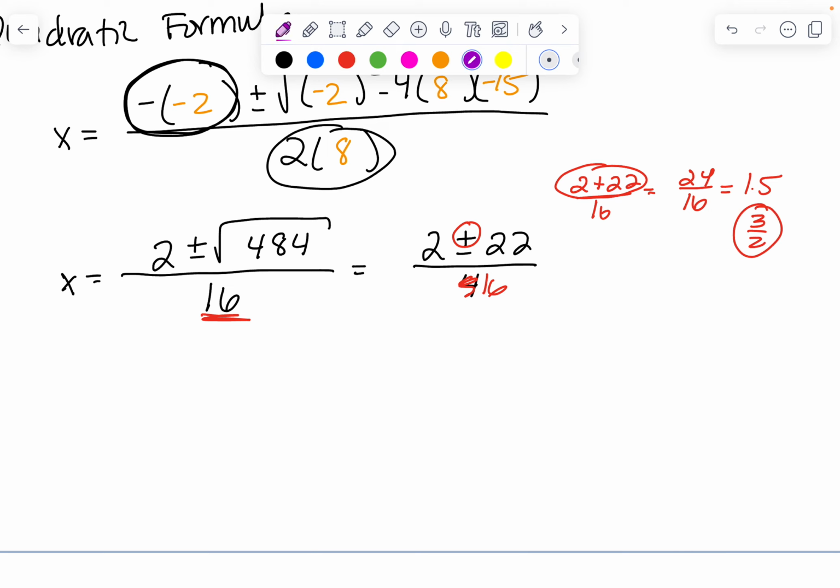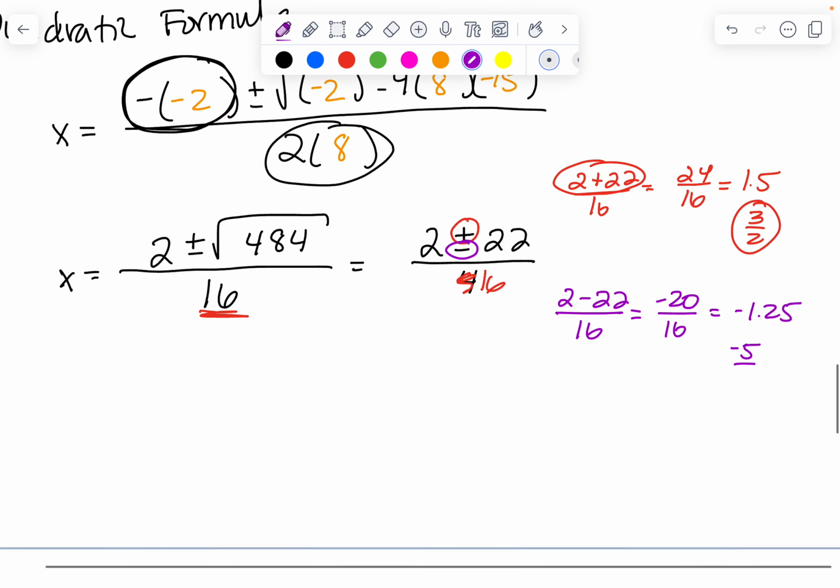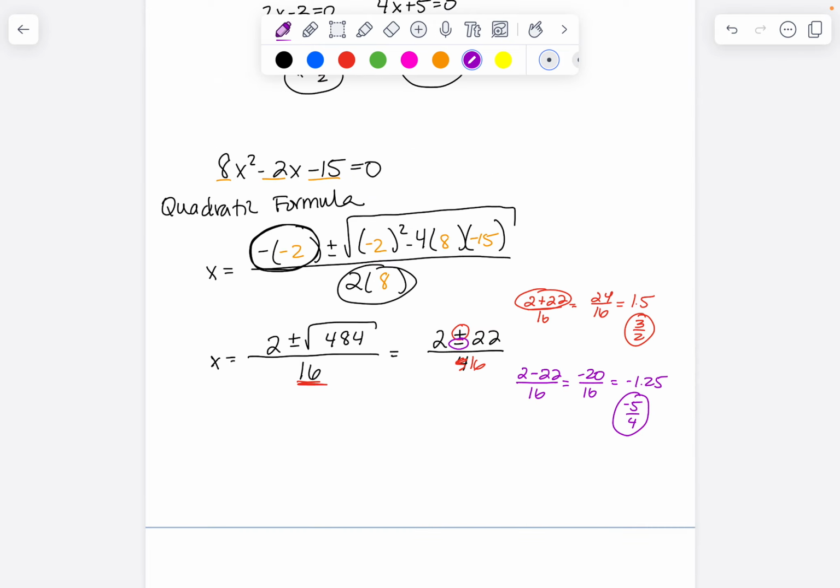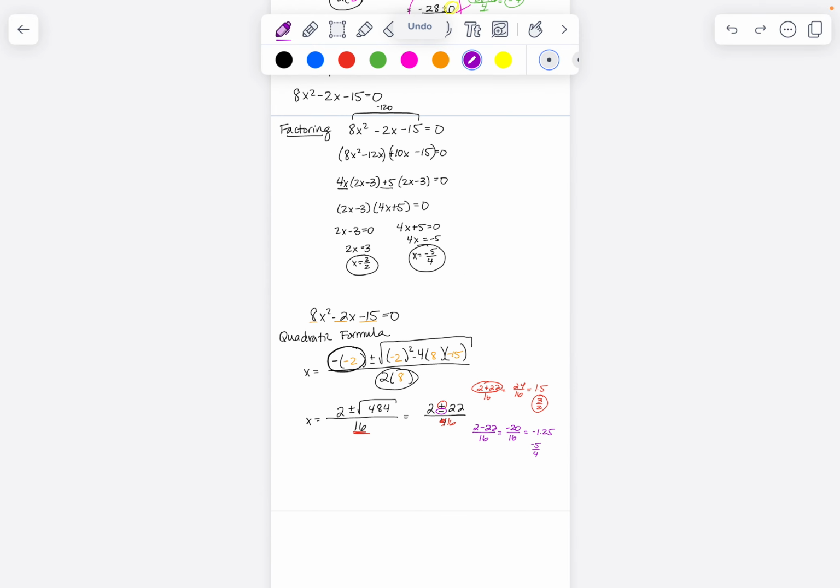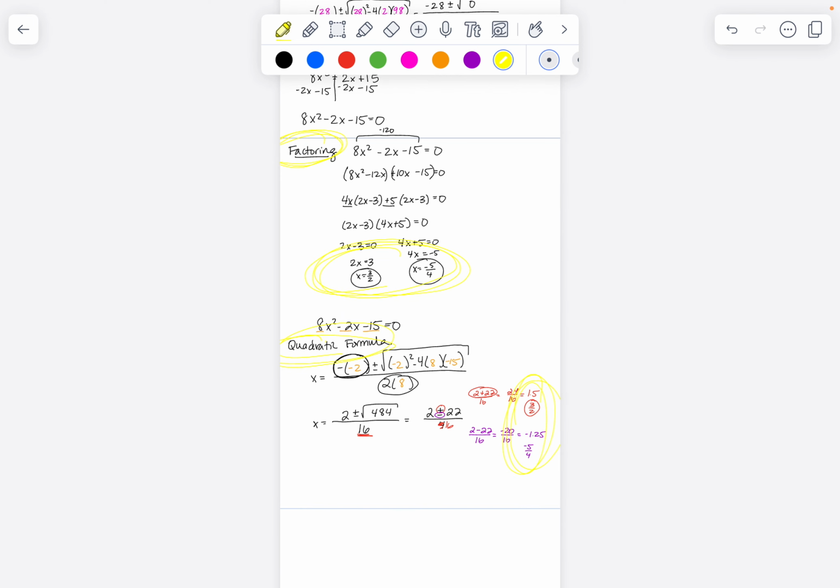The next one we're going to do is where you subtract, 2 minus 22 over 16. You do the tops. If you type that into your calculator, you're going to get negative 1.25. Math, enter, enter is negative 5 over 4. Now, if you look, we got the same answers no matter which way we did it. Factoring, we got this. Quadratic formula, we got the same thing. So you can do both. I just don't know what her test is going to look like. All right.